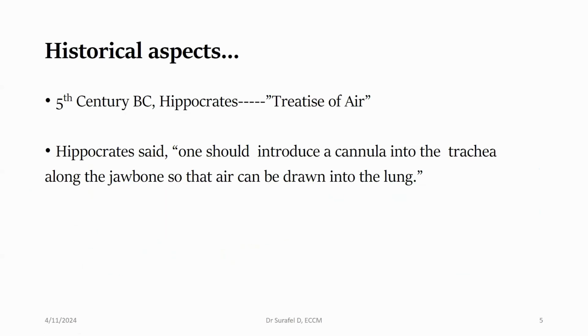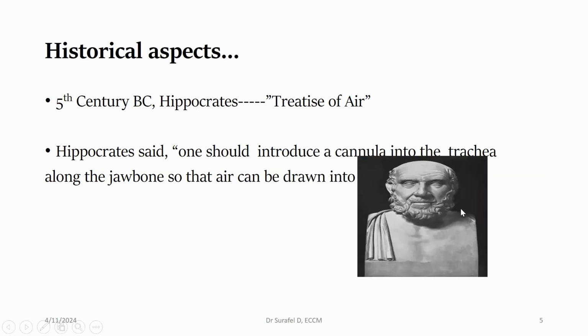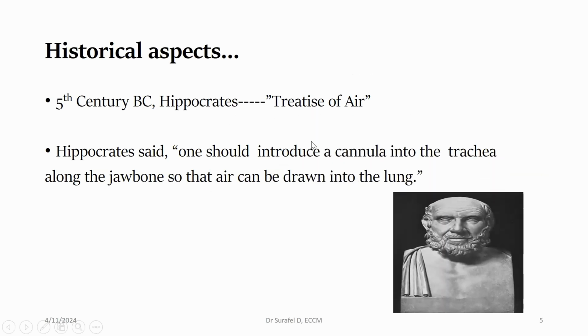So the historical aspects regarding mechanical ventilator date back to the 5th century BC. As you can see, this is Hippocrates. He was the one who introduced the idea of introducing a tube into the trachea so that the lung can be ventilated with a positive pressure. So this was just the idea that was brought in around 500 BC.